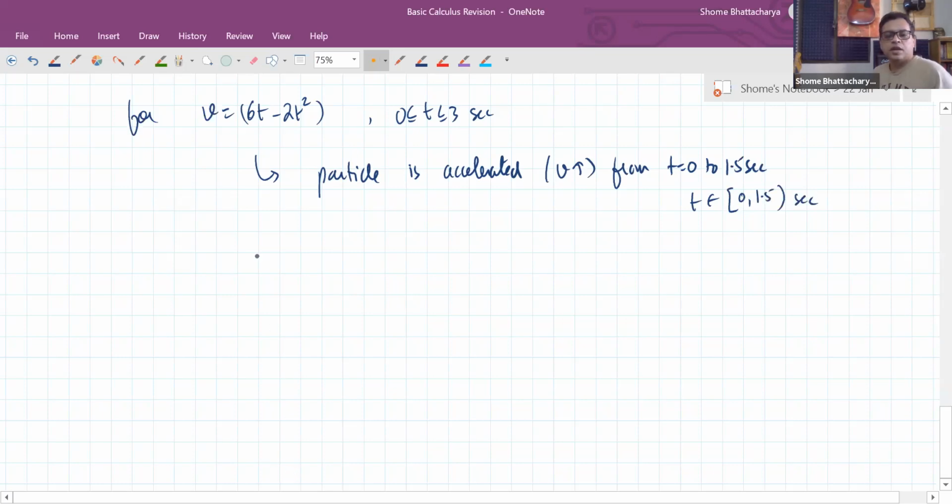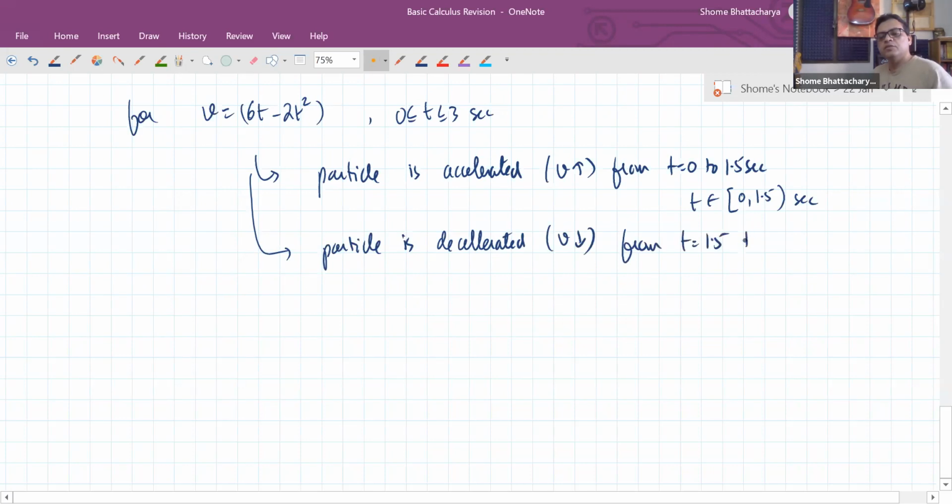Okay. And the particle is decelerated, that is, v is decreasing from t equal to 1.5 to 3 seconds. What's happening after 3 seconds we'll not worry about over here, because the question has specifically given us the range of time from 0 to 3 seconds. It's actually quite interesting what's happening after 3 seconds, but we'll keep that for another example when we come to kinematics. Here we will just talk about this situation.